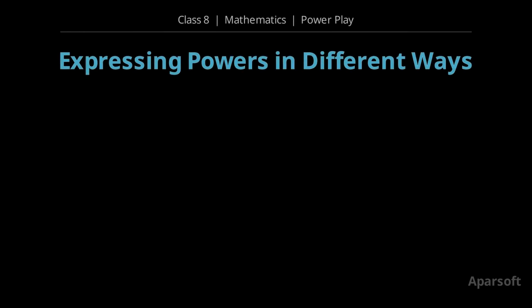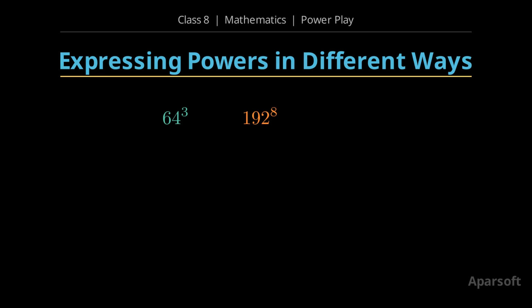Today we will learn how a single number like 64 cubed can hide inside it many different powers. 64 cubed, 192 to the power 8 and 32 to the power -5. We will unwrap each of these in three completely different ways. We break down questions step by step to help you understand better.